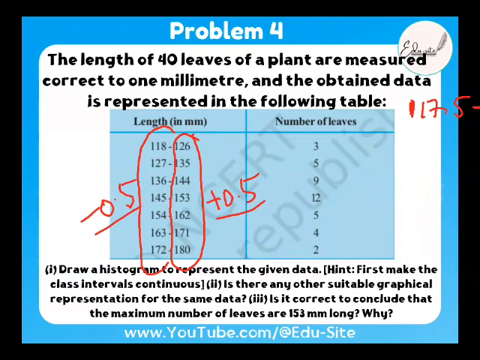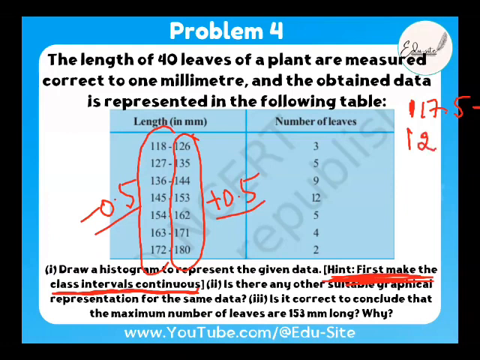Understood? अब यहाँ पे देखो, because they have given the hint here. Just read this. First, make the class intervals continuous. How will you make this class intervals continuous? Because there is a gap between 126 and 127. Because x-axis में अगर gap रहेगा तो आपको plot नहीं कर सकते आप. Correct? It will be difficult to plot. Histograms should always be continuous.